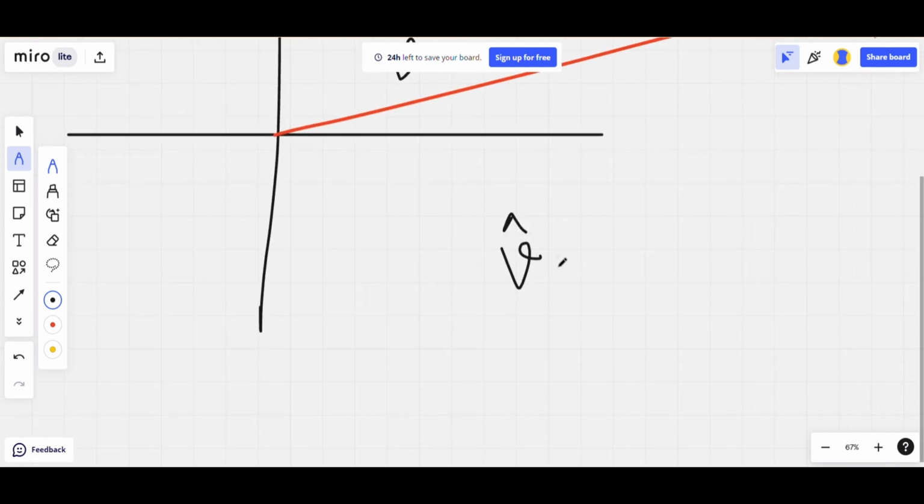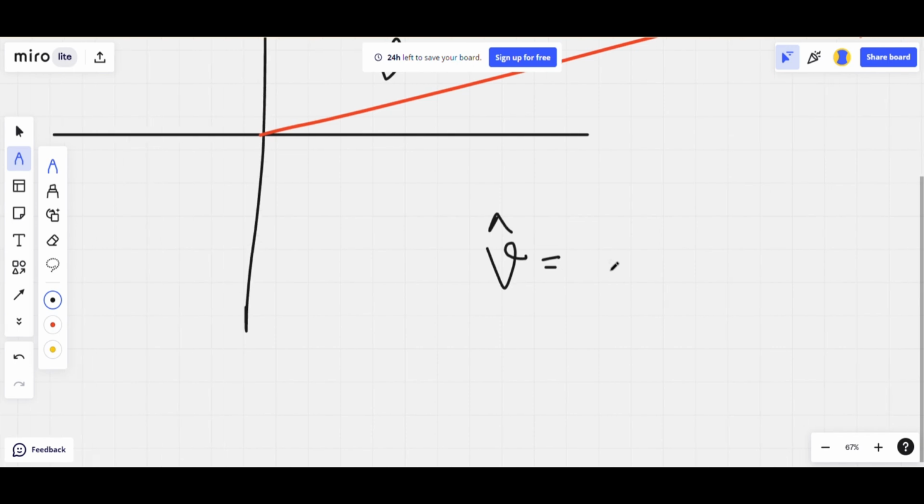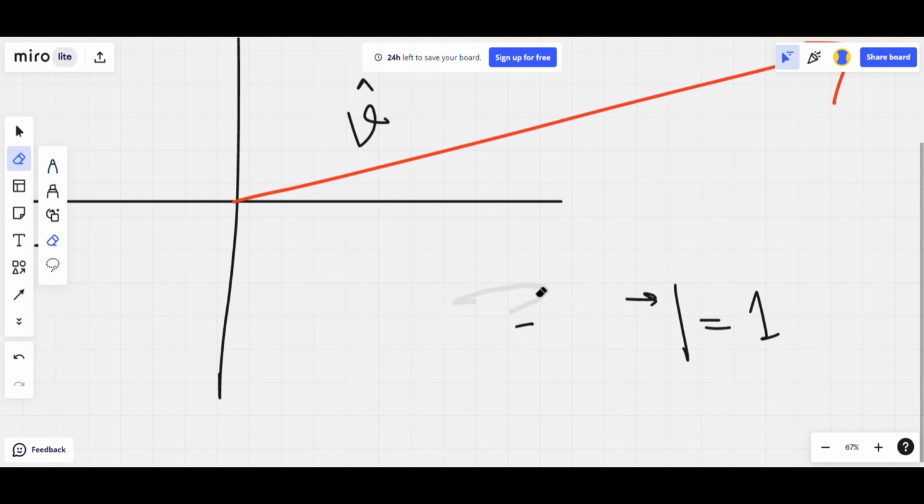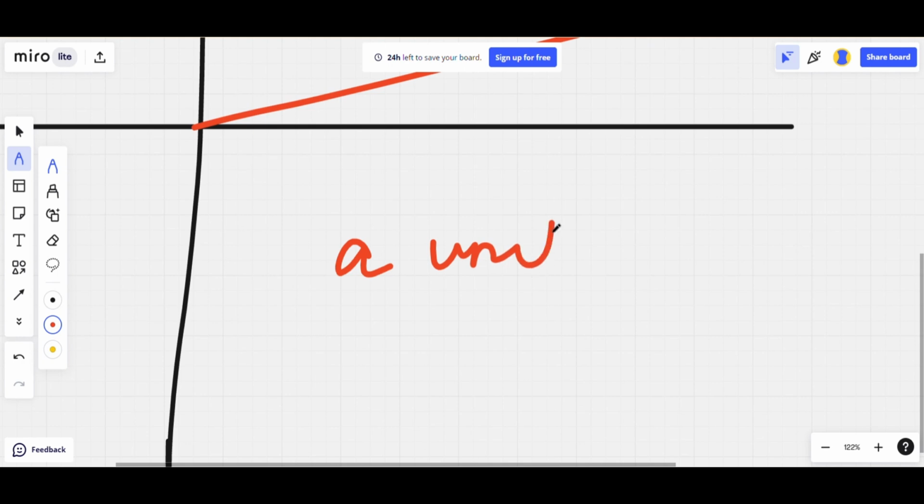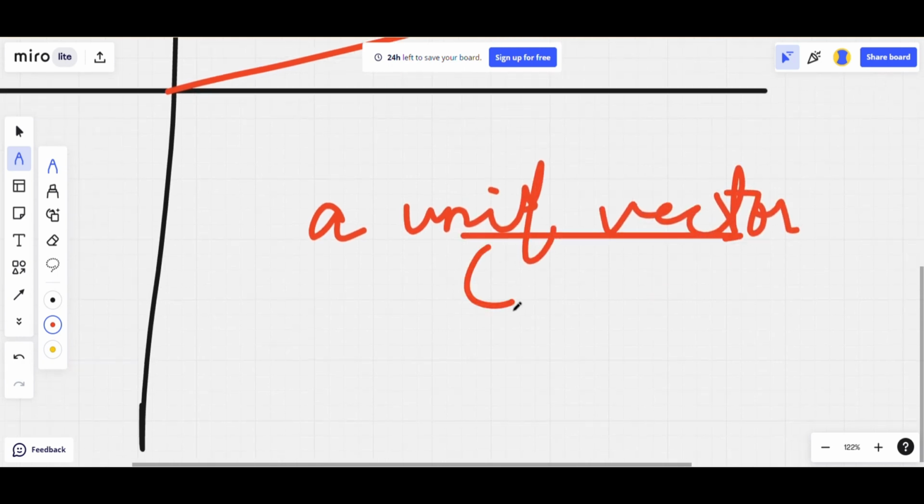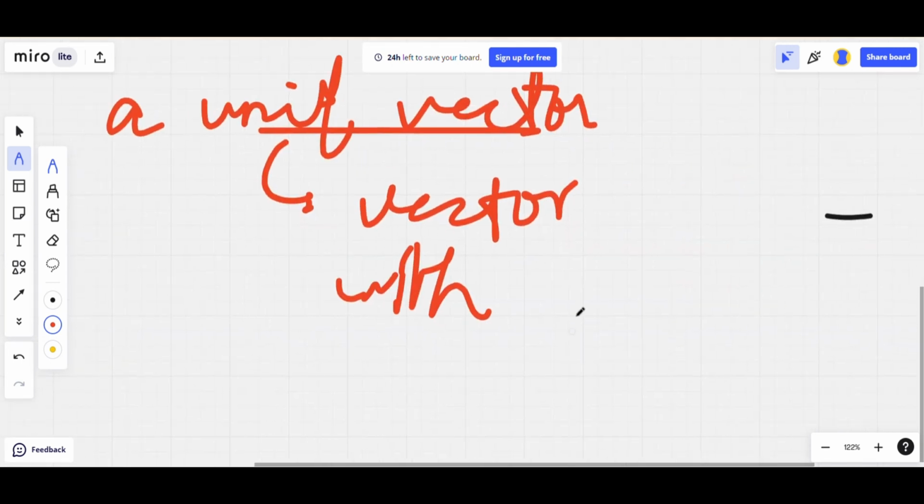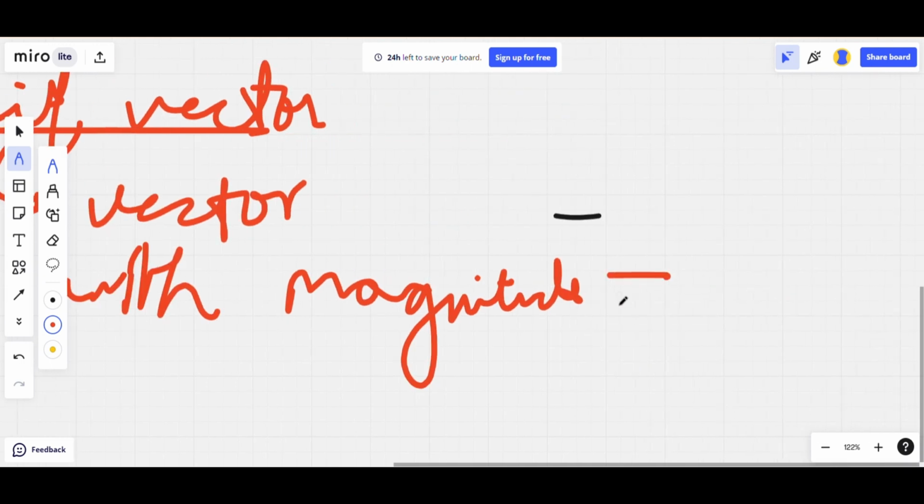A unit vector is nothing but a vector whose magnitude is nothing but 1. Okay, I'll repeat, sorry. A unit vector is nothing but a vector with magnitude 1.